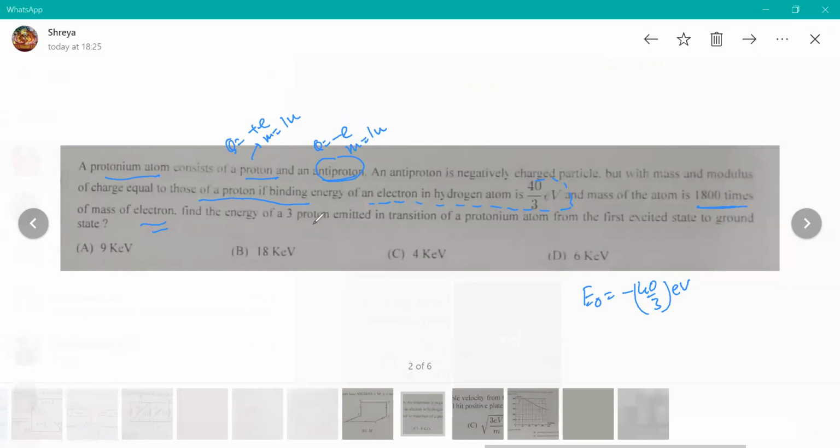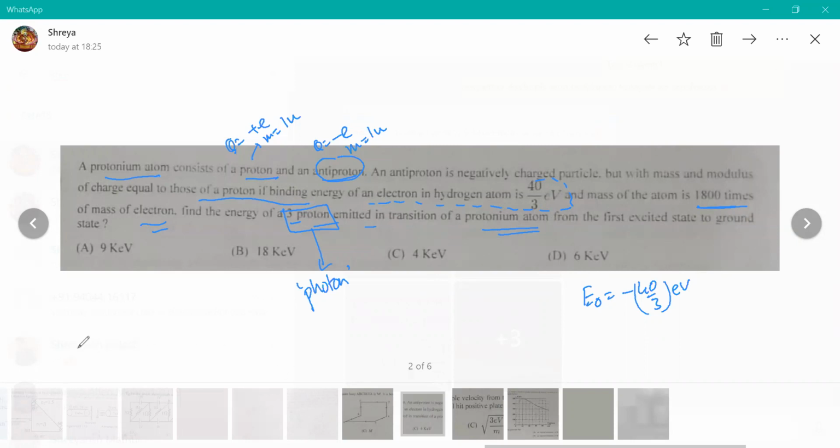Find the energy of a proton emitted in transition of a plutonium atom from, no, I think there's something wrong over here. This should be photon. Because the transition of a plutonium atom from the first excited state to the ground state will emit a photon, not a proton. So just change this, because this doesn't make sense. Protons will not be emitted when a transition like this happens. It's photons which will get emitted. So find the energy of a photon. According to me, it should be a photon emitted in the transition of a plutonium atom from the first excited state to the ground state.